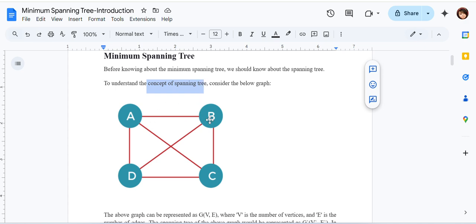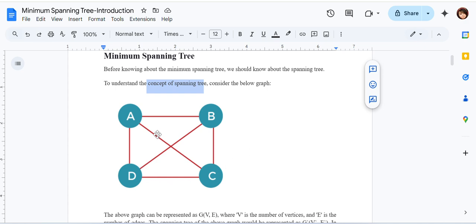Please consider the given graph. You can see a graph here. The total number of vertices for the given graph is 4: 1, 2, 3, 4. So A, B, C, D are the vertices. We have a total of 4 vertices, and an edge is a red line, which is a link between two vertices. Now count the number of edges here. For the given graph we have 1, 2, 3, 4, 5, 6. So in total 6 edges.